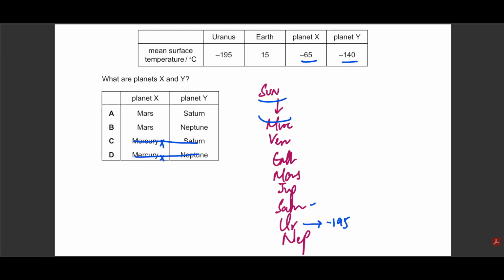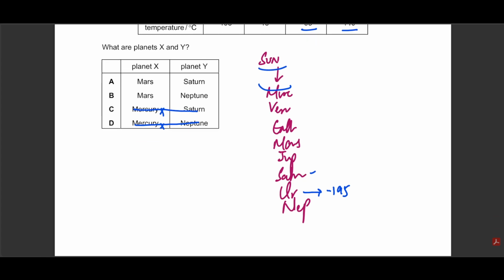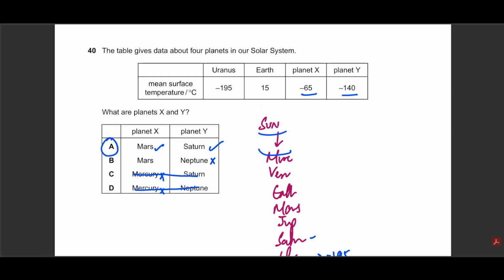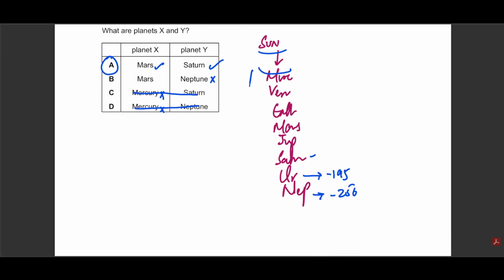So planet Y is colder, so it should be closer to Uranus. So is it Neptune? Nope. If it had been Neptune, it must have been even colder, let's say minus 250. So it's not Neptune. It should be Saturn and Mars. So this is our prediction. This is option A. Again, the trend is that as you go away from the sun, the temperature gets colder, and these planets are much hotter compared to the other ones.